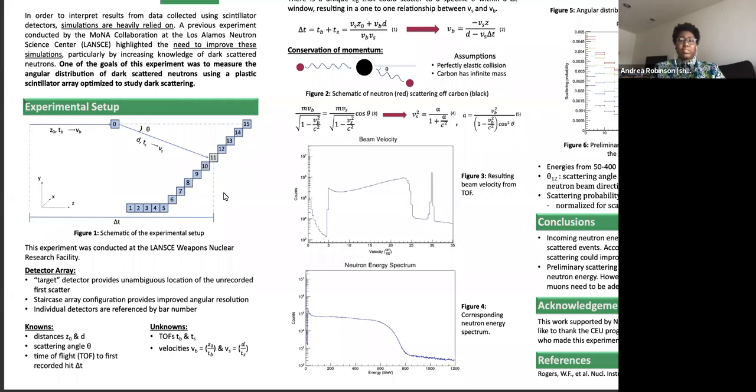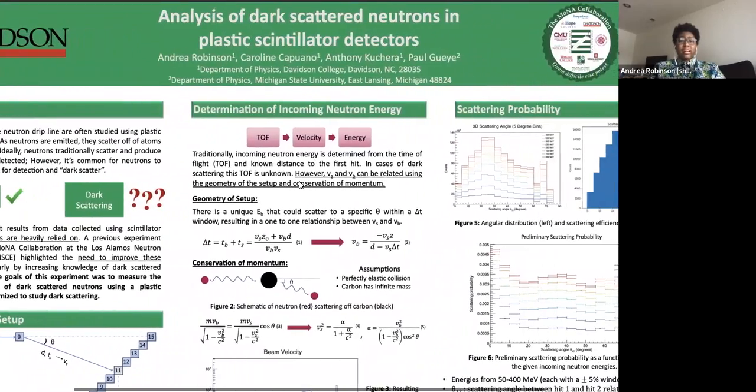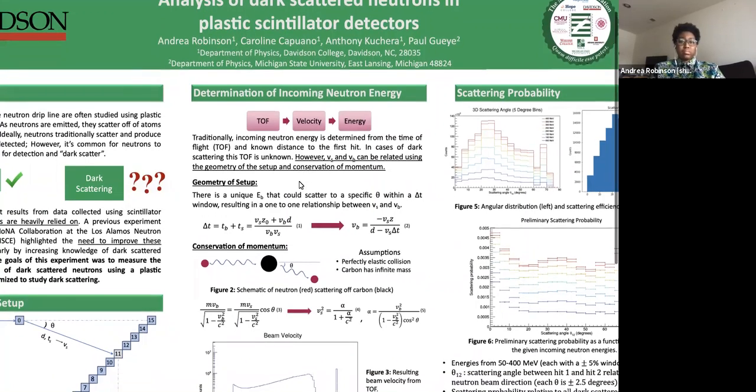However, what we don't know is the time it takes to get from the source to the target, the actual first hit. This is important because that's what we use to determine the incoming neutron energy. We traditionally go from time of flight to velocity to energy. However, we don't know this time of flight with a known distance.